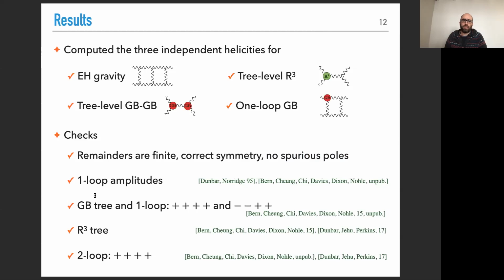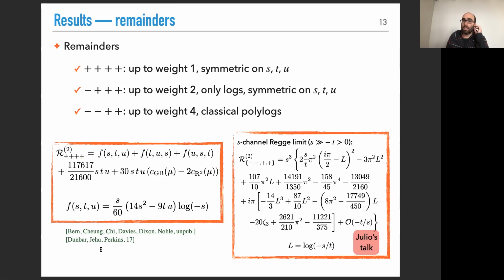For the counterterms, some were actually already known. The Gauss-Bonnet tree and one-loop for these helicities was known, and also the same thing for the R-cubed tree amplitudes. And finally, the two-loop all-plus amplitude was known as well. So this was a strong check that we were actually computing the right objects. So let's have a quick look at the results.